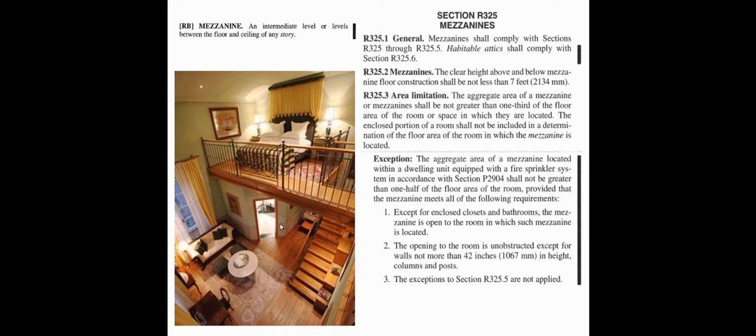If you've got a bathroom down here in this picture, I guess that's a bathroom, you're not going to count that as part of the open area of the floor. It's only what's open in the floor here. There's an exception to this. The aggregate area of the mezzanine located within a dwelling unit equipped with a fire sprinkler system, 13D, shall not be greater than 1/2. So once you sprinkle it, you go from 1/3 to 1/2 of the floor area. There are exceptions for closets and bathrooms. The opening of the room is unobstructed, not for more than 42 inches in height for the post. Here's my post. The exceptions in R325 do not apply.